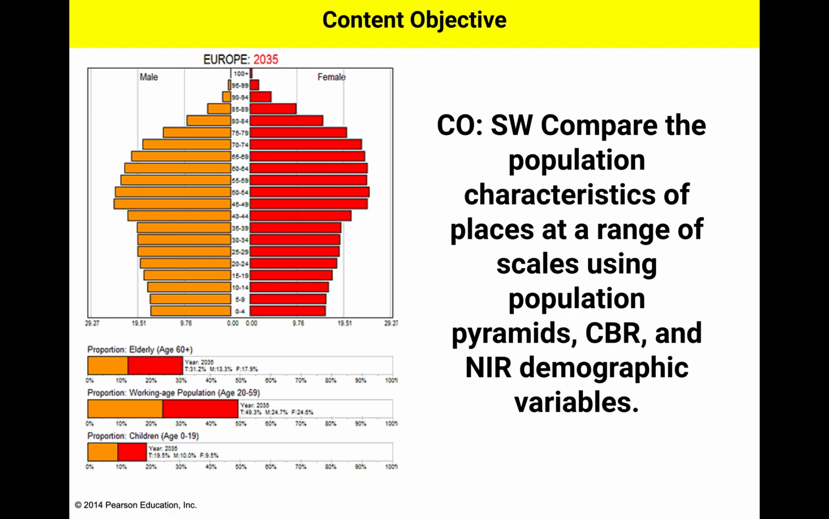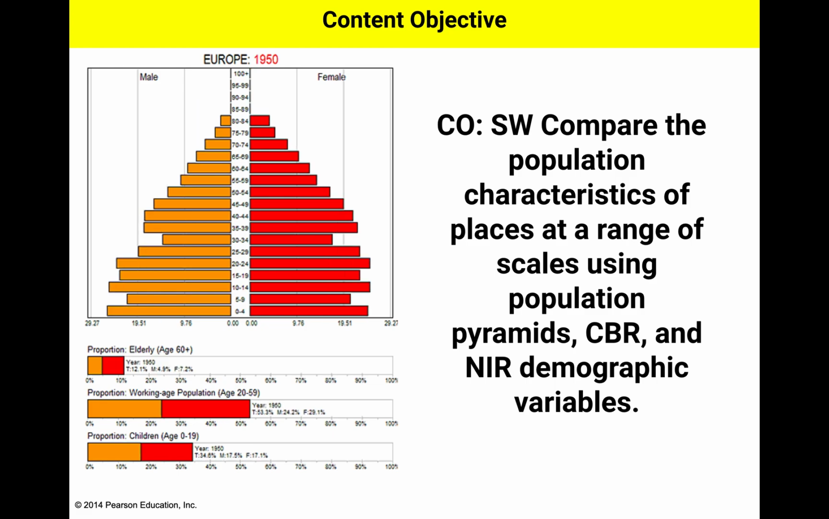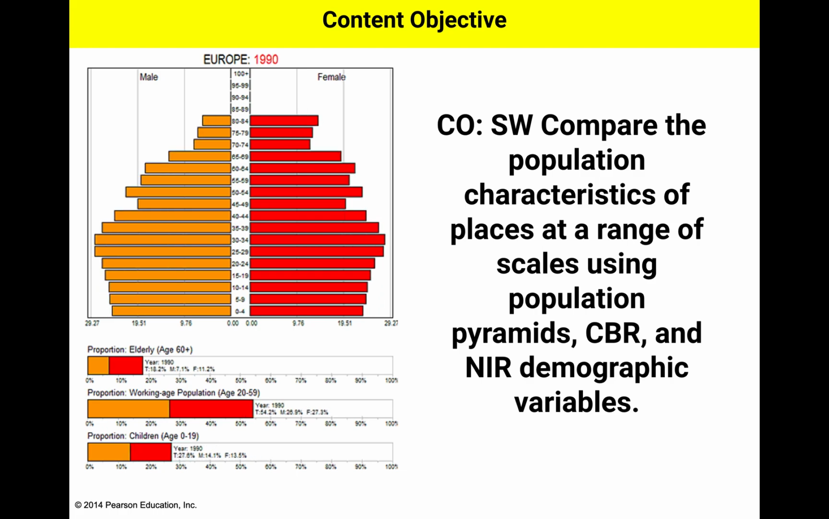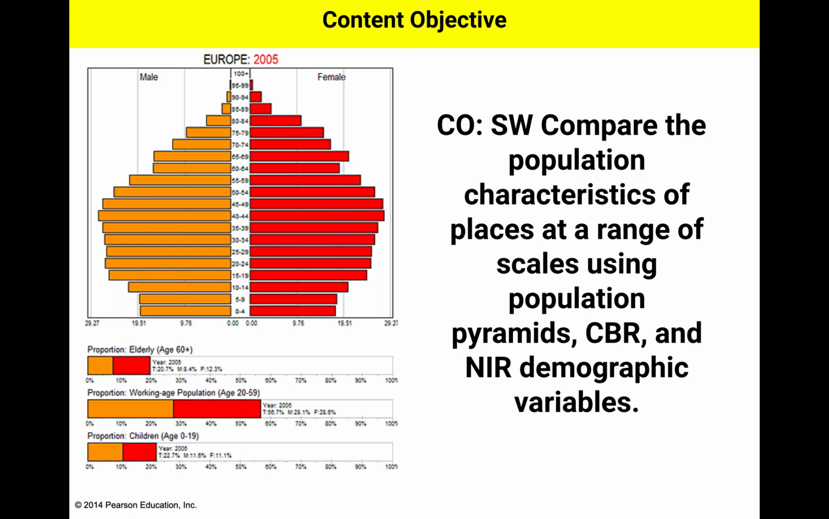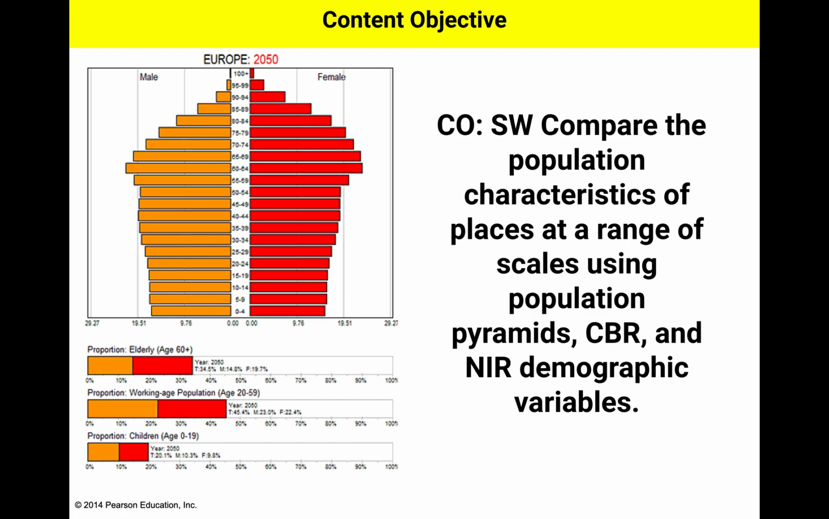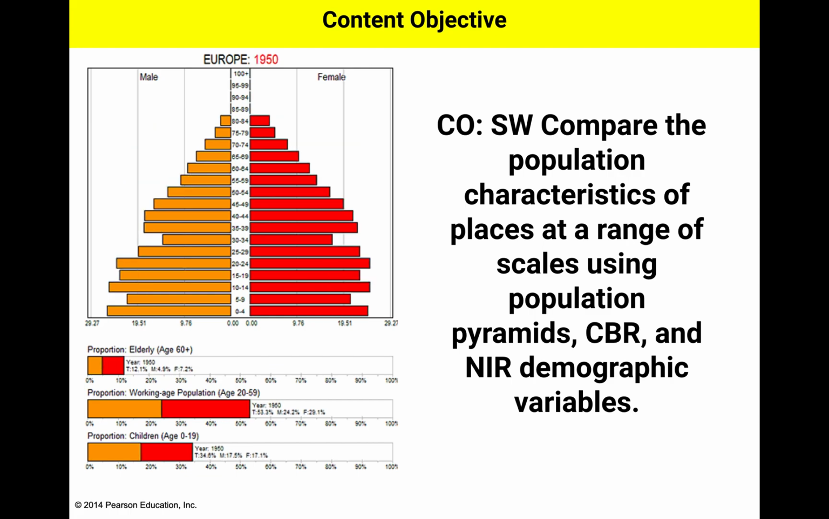All right. Unit 2, Population, continuation of Key Issue 2. The content objective for the second part of Key Issue 2 is compare the population characteristics of places at a range of scales using population pyramids, crude birth rate, and natural increase demographic variables.